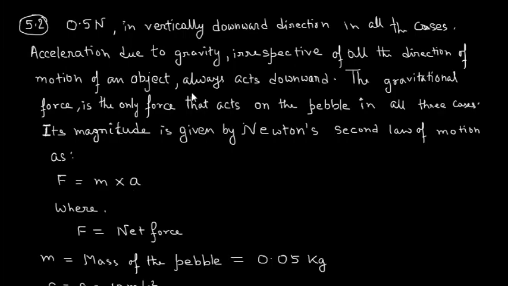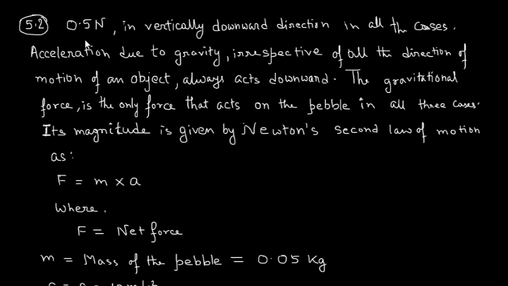So let us see the solution part. The answer is 0.5 Newton in the vertically downward direction in all the cases, A, B, C. Acceleration due to gravity, irrespective of the direction of motion of an object, always acts downward. The gravitational force is the only force that acts on the pebble in all these cases.